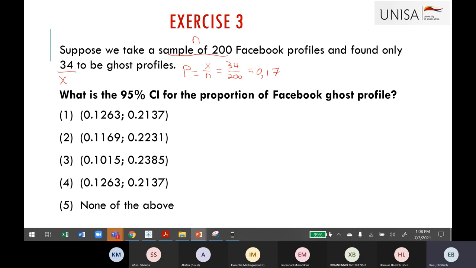0.17. We need to find our critical value. By now, you should know what the critical value is when we use proportion. What is our critical value? Z alpha divided by 2. 1.96. Okay, so we need to substitute the values into the formula.